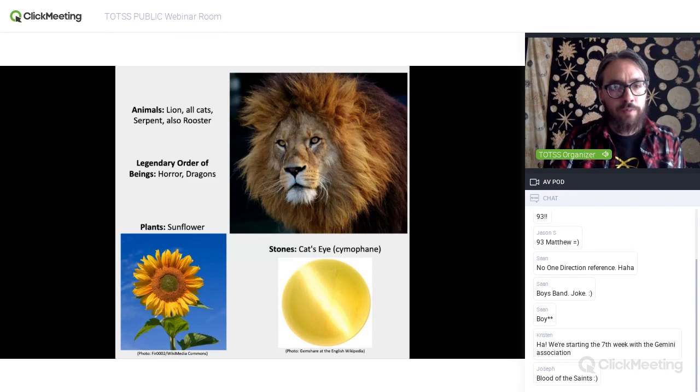Our legendary orders of beings, we have horror, which I'm not sure if there's something more specific being meant there. I'm not quite sure what that is. And also dragons, which make a lot of sense. We have the serpent and fire, right? So dragons. For our plant, we have sunflower, right? Which is extremely obvious. And for stones, we've got the cat's eye.